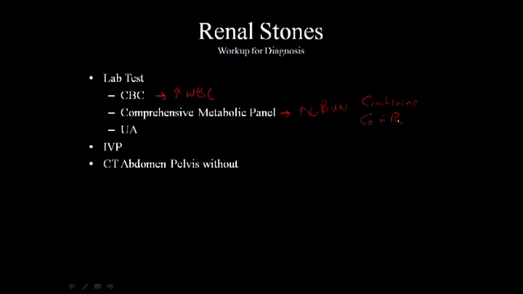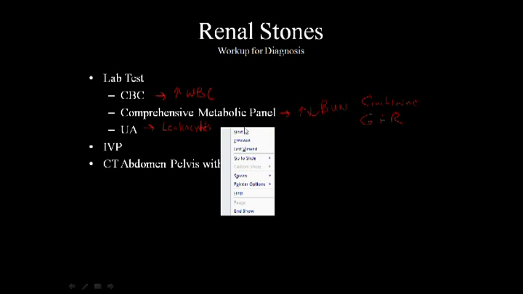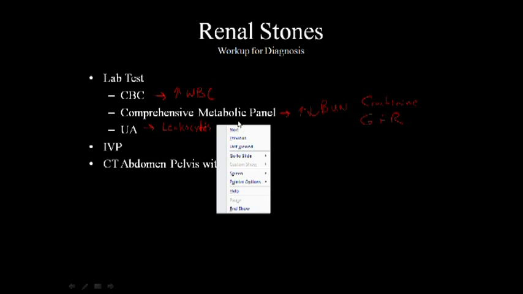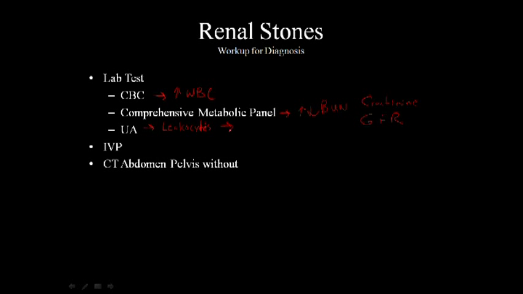Also, we look at UA. In the UA, we're going to have maybe some lymphocytes or leukocytes. And if we have leukocytes in the blood, that's typically what we're going to know as an inflammation. Or if we see blood, that's going to display that we probably have a renal stone here.